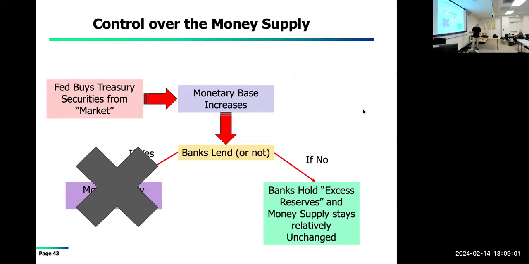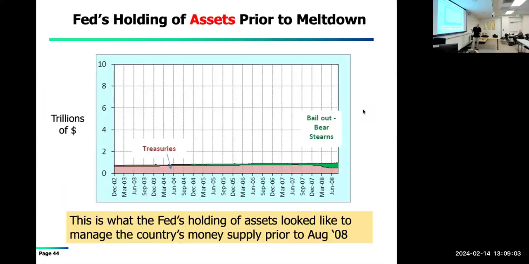And hold on a second, where's the next graph? This is the other side. The liability side is currency, but how do they do that? They buy assets. And if you go all the way back, this goes back to December 2002, you can see that in terms of what they needed to do to manage money supply, this was the level of treasuries and treasury bonds and interventions in the treasury bond market. This is how they operated.